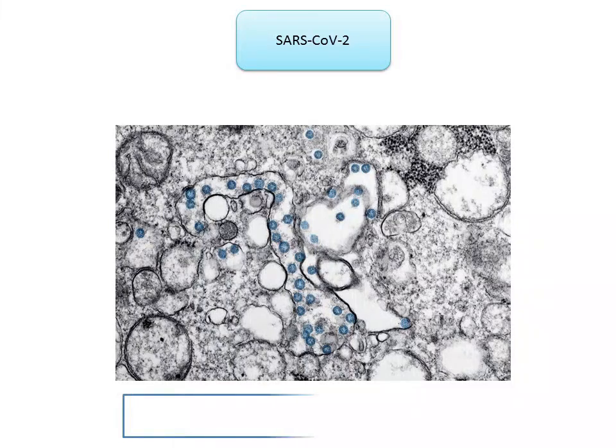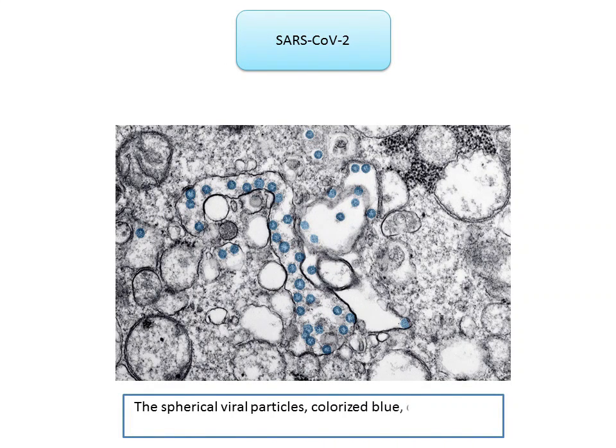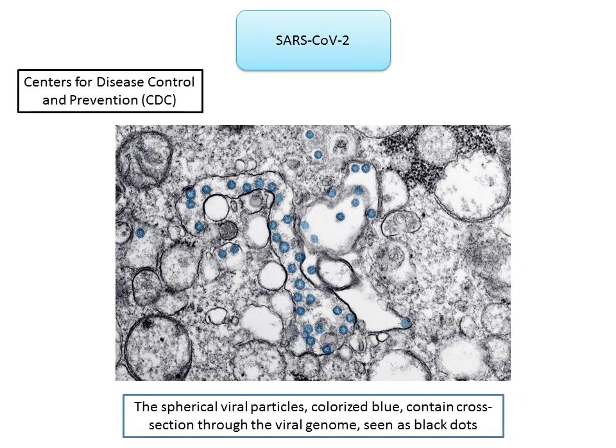So this is a transmission electron microscopic image of an isolate from the first US case of COVID-19. The spherical viral particles, colorized blue, contain cross-section through the viral genome seen as black dots.